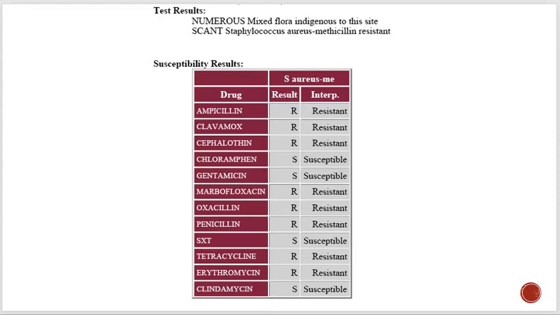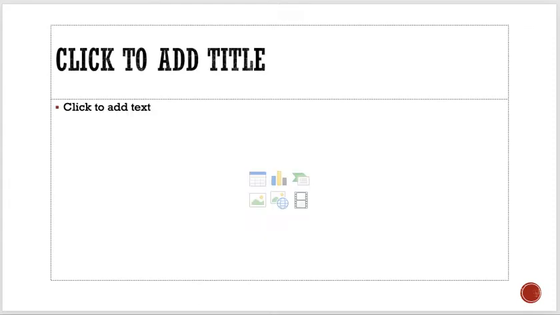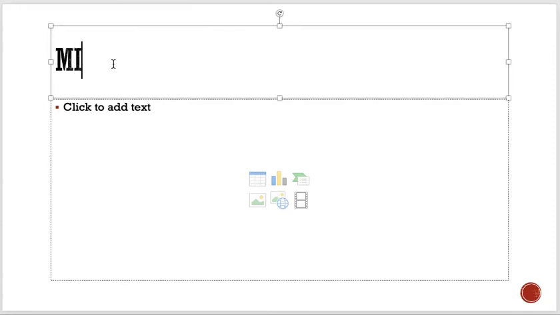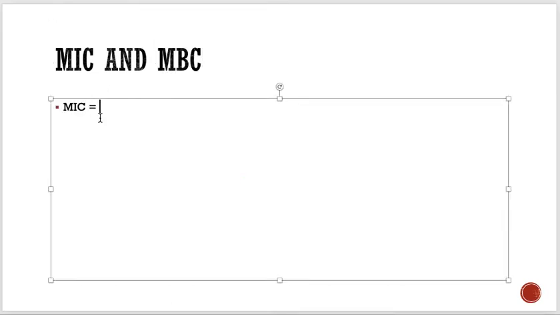So this is the point I wanted to convey to you, the concept of, right. There are two terms which I want to discuss over here. One is called MIC, and one is called MBC. So what is MIC? MIC is basically minimal inhibitory concentration.